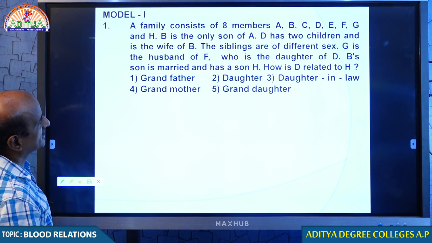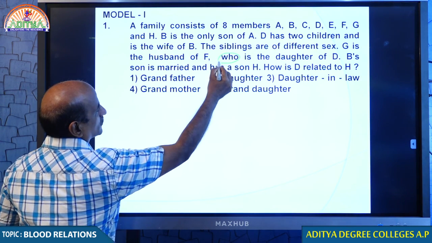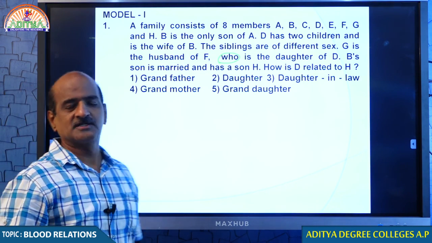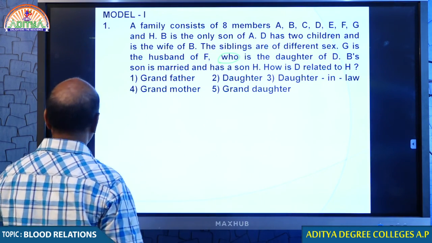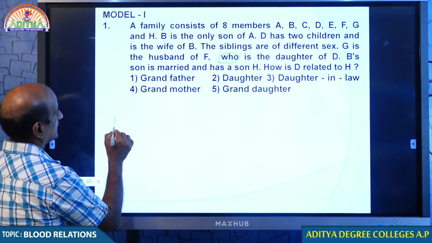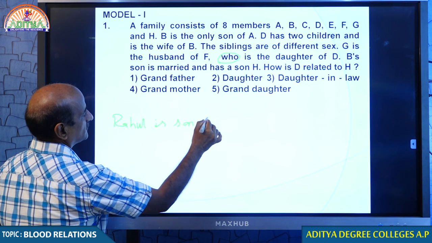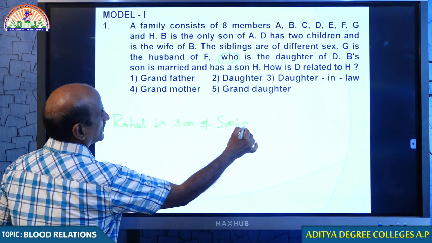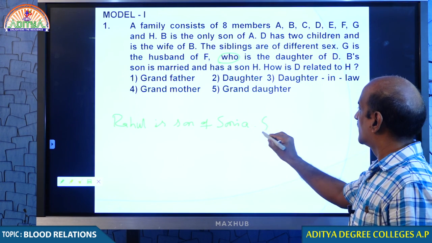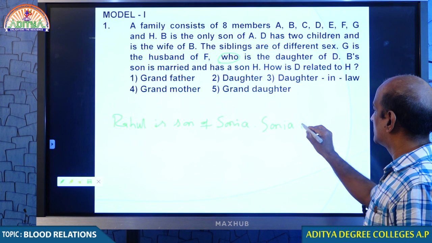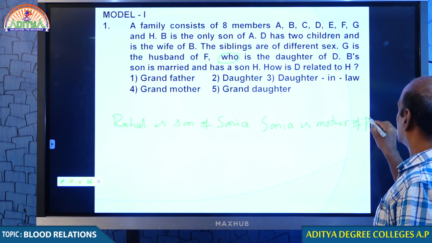Come on students, let me come to the point again. A family consists of 8 members, and here is one point I want to mention. Who? What is the meaning of who? What is the significance of who? Students, I want to give you an example. Rahul is son of Sonia. Rahul Gandhi is son of Sonia Gandhi. And Sonia is mother of Priyanka Gandhi.